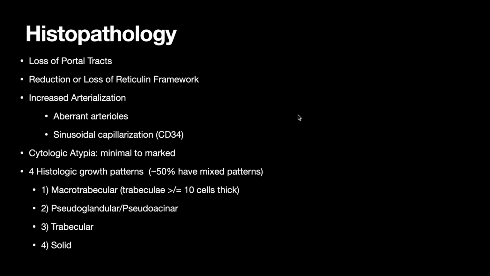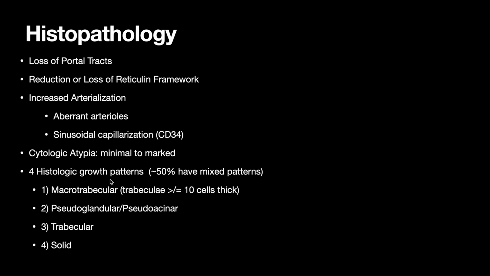Histopathology, you'll see loss of portal tracts. You'll see reduction or loss of the reticulum framework. You'll have increased arterialization, including aberrant arterioles and sinusoidal capillarization, as highlighted if you do a CD34. And this helps explain why their arterial enhancement will increase intensity of the tumor. Cytologic atypia can be minimal to marked depending on how differentiated it is, well, moderately or poorly differentiated.